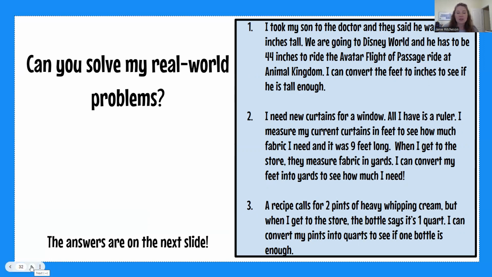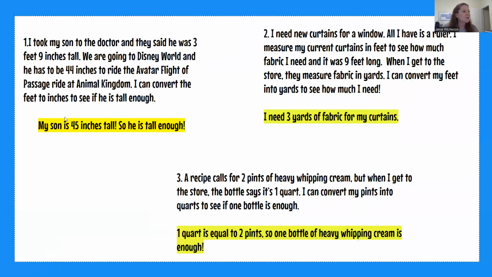So let's look at the answers. Do you know what they are yet? All right, my son is 45 inches tall. So guess what? He is tall enough for this ride, only by 1 inch. So lucky son. All right, what about the second one? Did you guys figure out they have to buy 3 yards of fabric? And then the last one, 1 quart is equal to 2 pints. So 1 bottle of whipping cream is enough. So I bet you guys got those right.